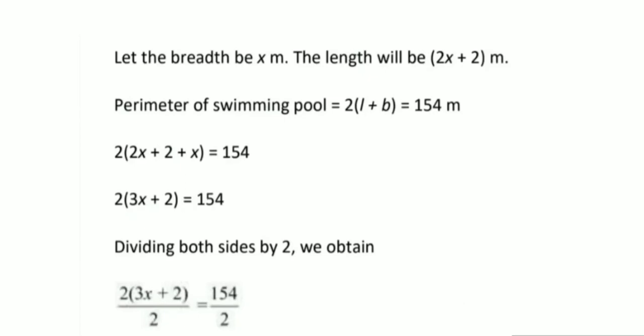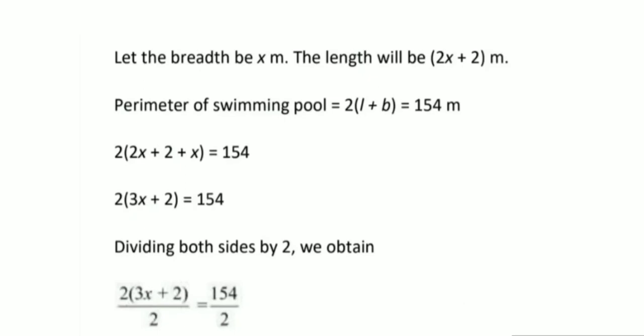Now put the values. And this is equal to 154. So the L value is 2x plus 2 and the B value is x. So 2x plus x is 3x, and plus 2 is equal to 154.